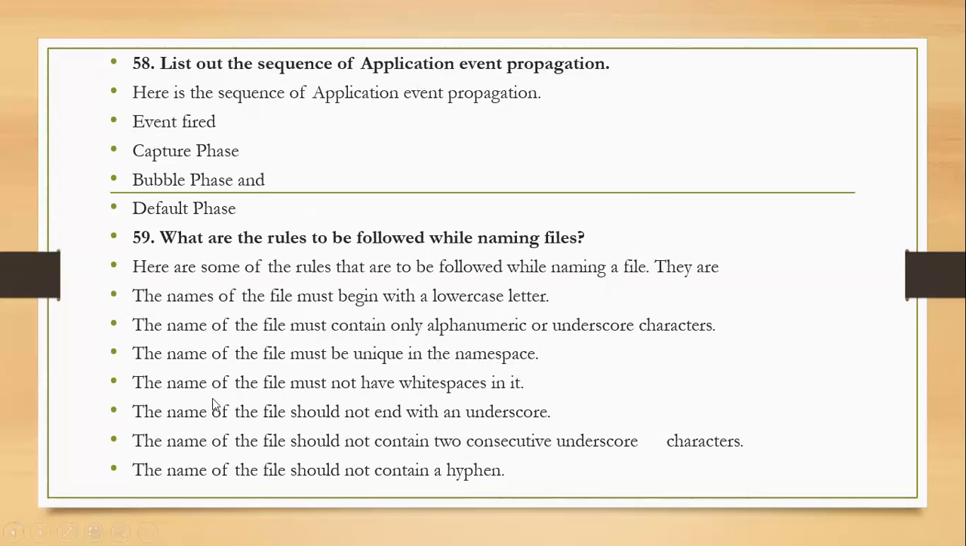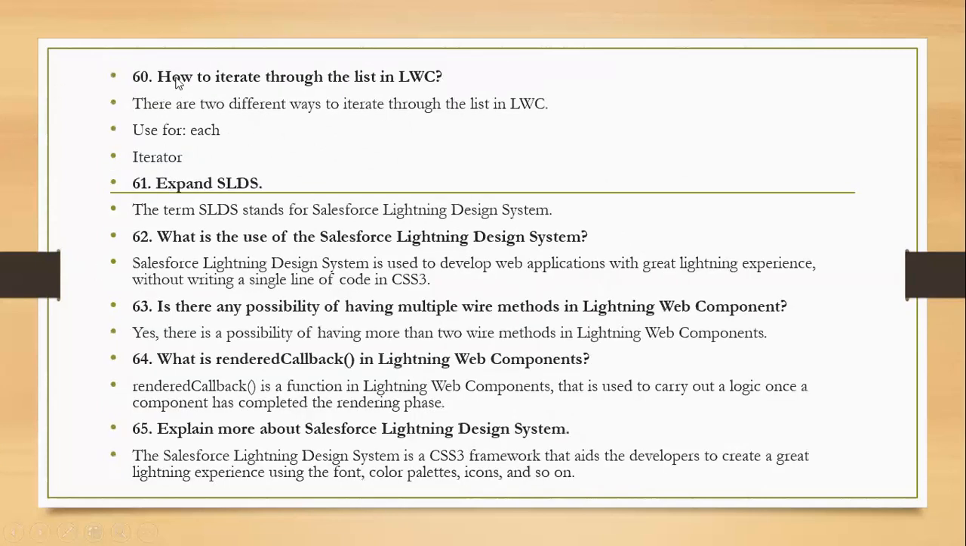Next, the name of the files cannot have white space in it. The name of the files should not end with an underscore. The name of the files should not contain consecutive underscore characters. The name of the files should not contain a hyphen. Next question: how to integrate a third-party list in LWC? There are two different ways to integrate a third-party list in LWC.